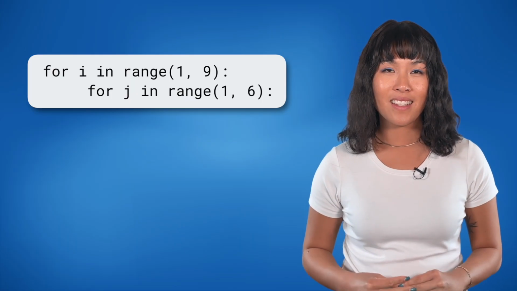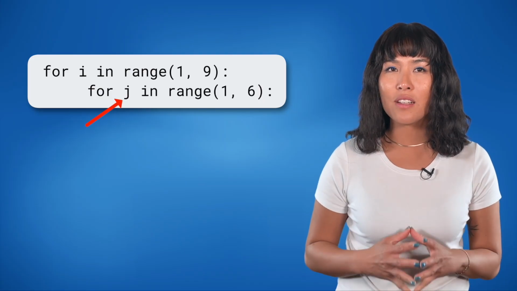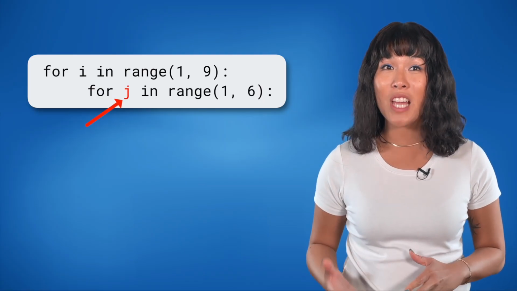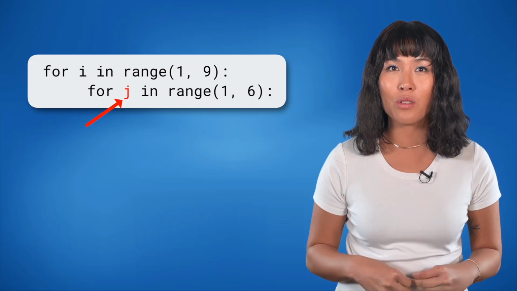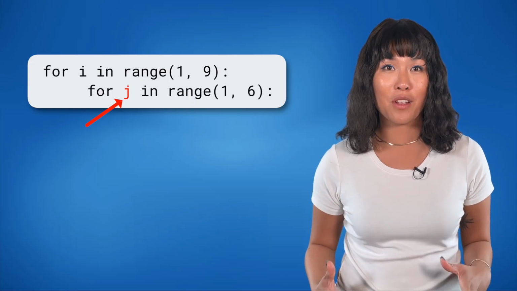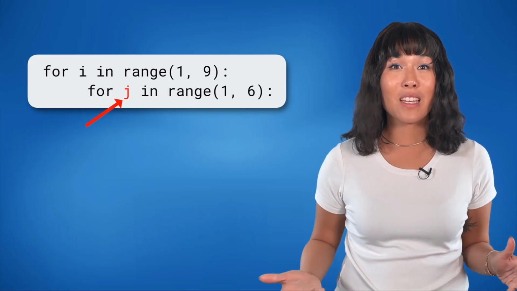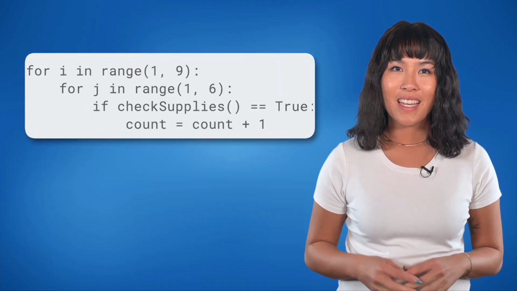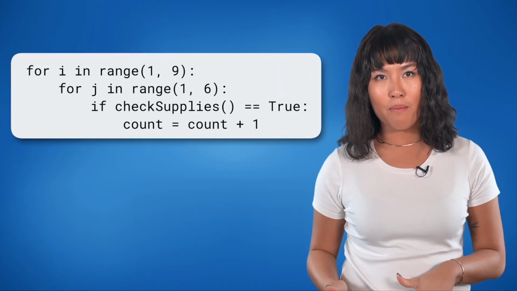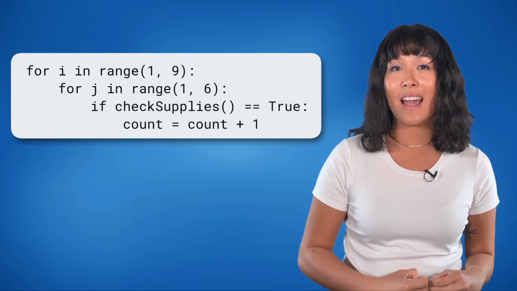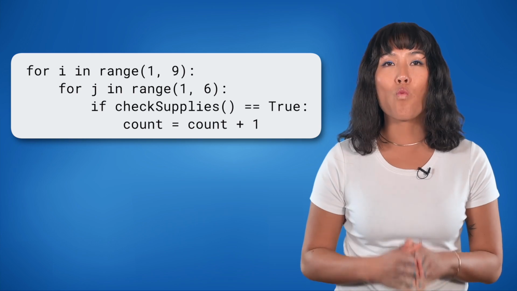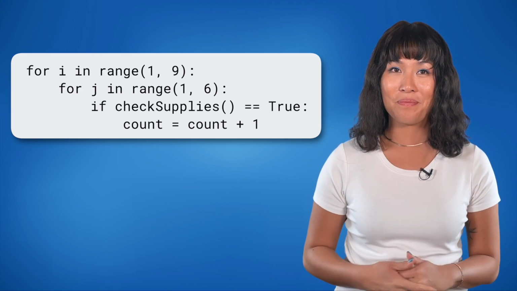Notice we use a different loop variable named j to keep track of the inner loop. Just like our i variable, this could be named anything we want. Now, for each compartment, we check if there are supplies, and if so, we add 1 to our count variable.